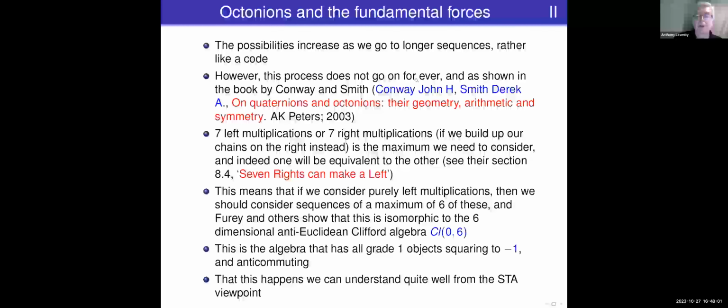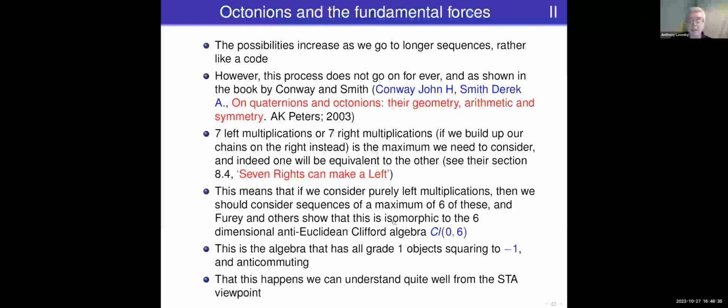However, this process doesn't go on forever. There's a nice explanation of this in the book by Conway and Smith. Here is the reference to it. They show that 7 left multiplications, or 7 right multiplications if you're building up the chains on the right, is the maximum you need to consider. And indeed, one will be equivalent to the other. They explain this in the section "7 rights can make a left." This means if you consider purely left multiplications, then you should consider sequences of a maximum of 6 of these.